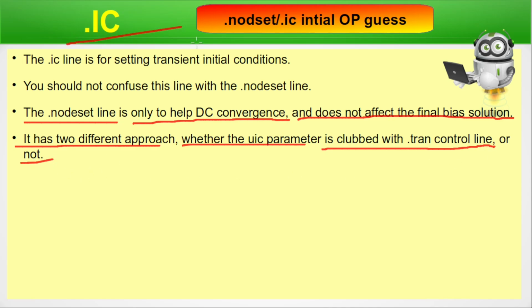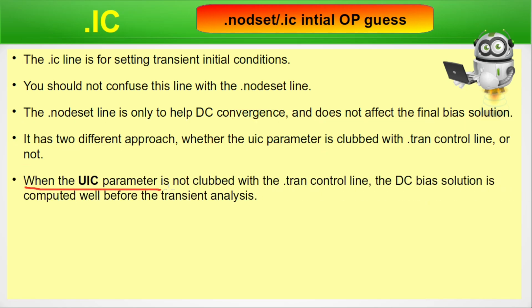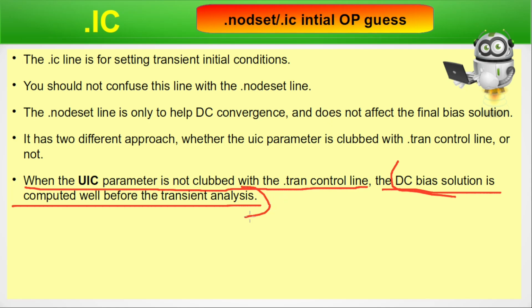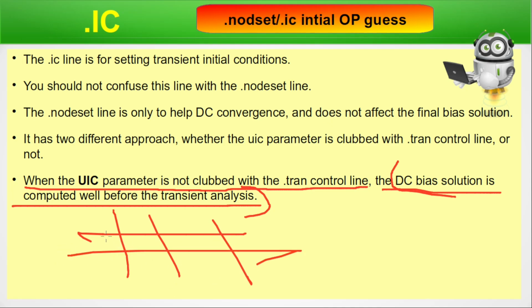So either use the .IC or there is a UIC parameter in the .TRAN command, you can use that. When the UIC parameter is not clubbed with the .TRAN control line, the DC bias solution is computed well before the transient analysis. So DC bias solution means the initial calculation of the nodes. There will be a lot of nodes in the circuit, right? For each of them, there should be an initial calculation and that is well done by the .IC.